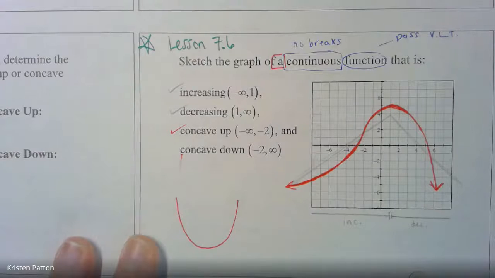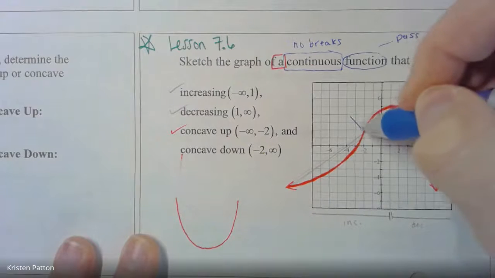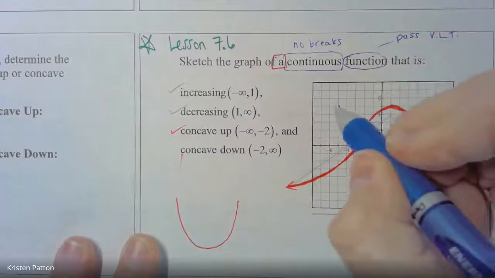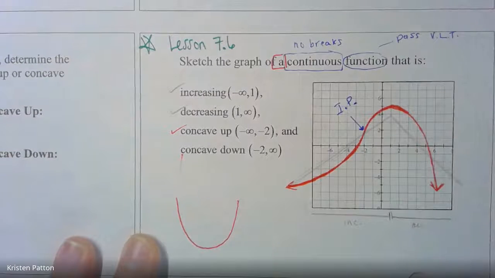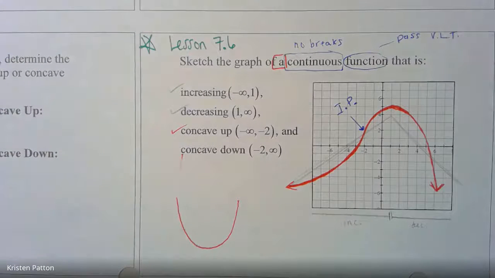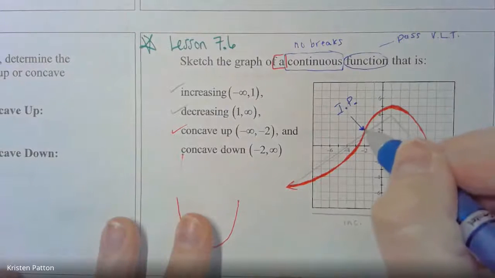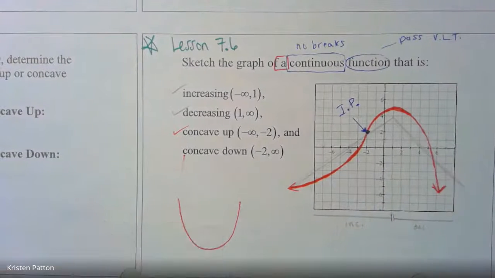And you know what I'm going to do? I'm going to take my pen and just mark here at negative 2. That's where I had a change in concavity. So inflection point. Remember that word, that inflection point is where your graph changes from smiling to frowning?